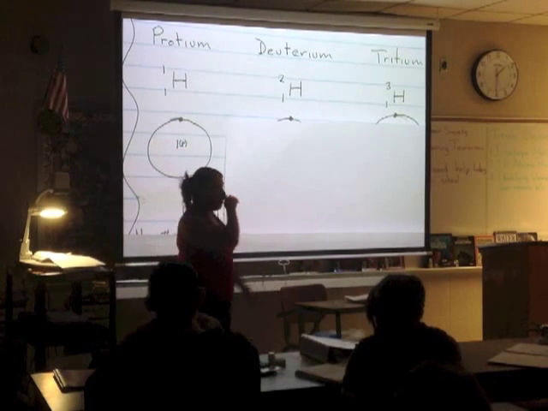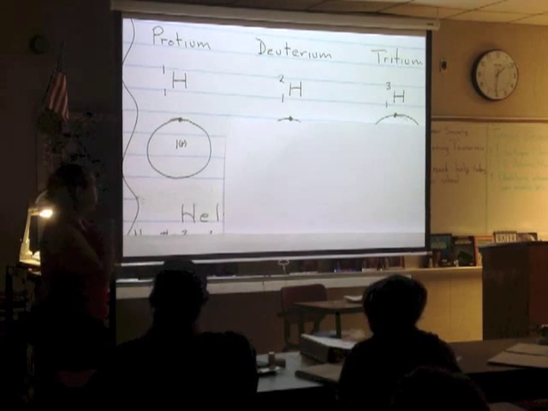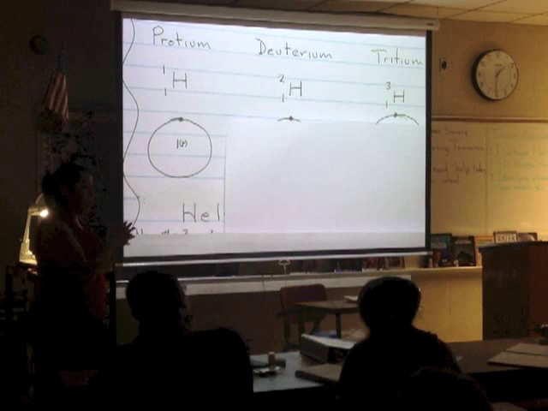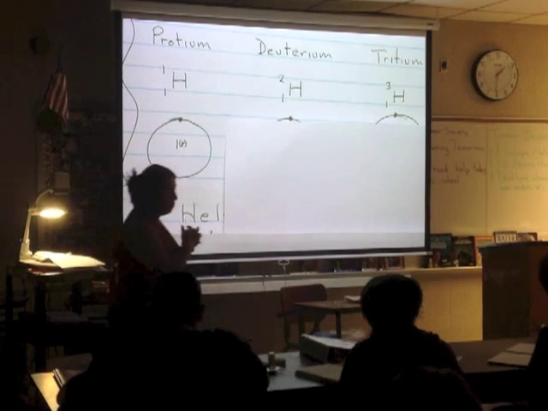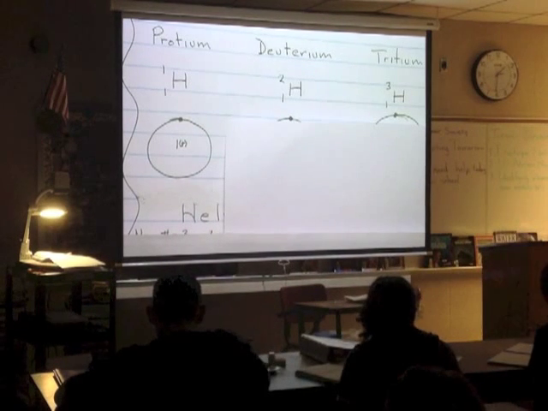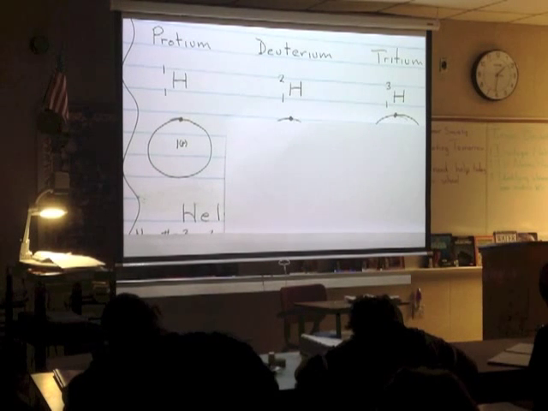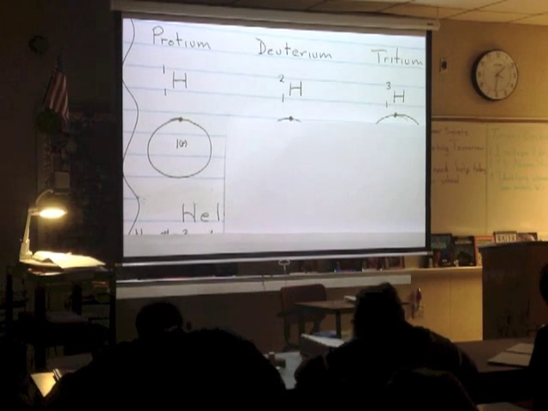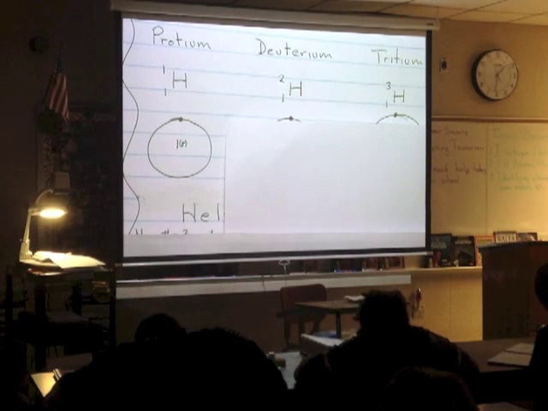Okay? So, Jocelyn, now let's do deuterium. How many protons will I draw for deuterium? Okay, 1, because the atomic number is 1. Alright, how many electrons? Okay. Electrons? 1? Because?